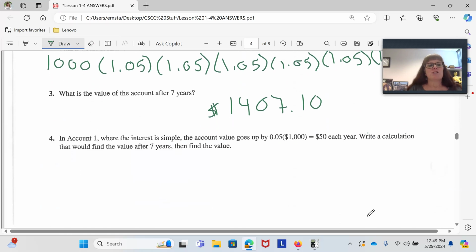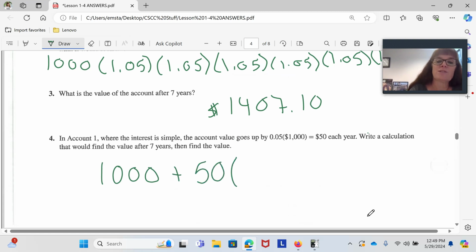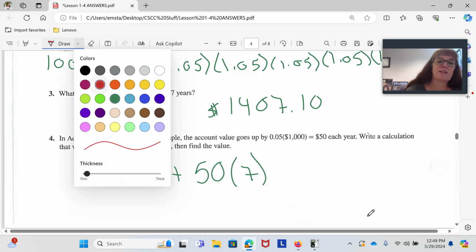The bottom of page 50, number 4, says: in account 1, where the interest is simple, so not compound now, the account value goes up by $50 each year. That's 0.05 times 1,000. Write a calculation that would find the value after 7 years and then find it. So it's not our exponent formula this time. This time we're starting with $1,000 and we're adding $50 per year for 7 years. So that's the calculation. Now we can just do it in our calculator to get the answer.